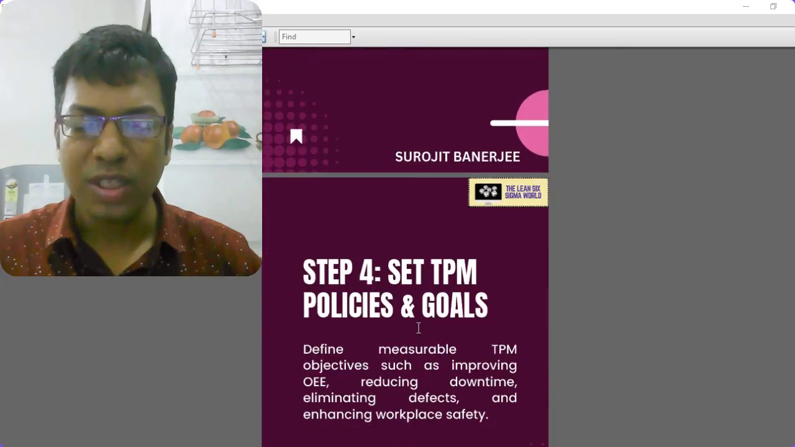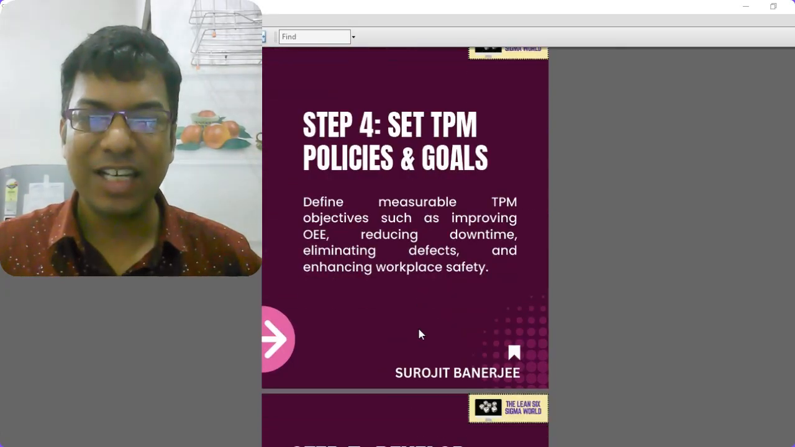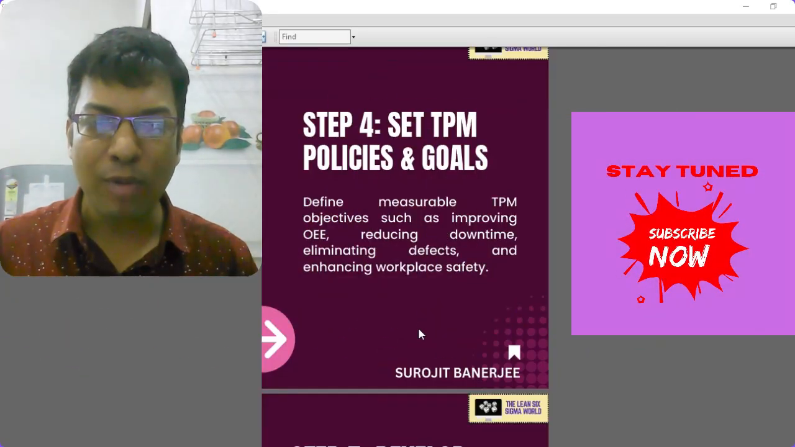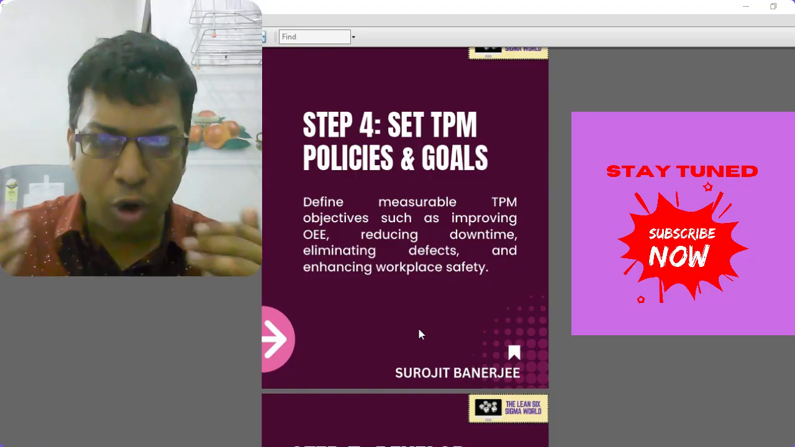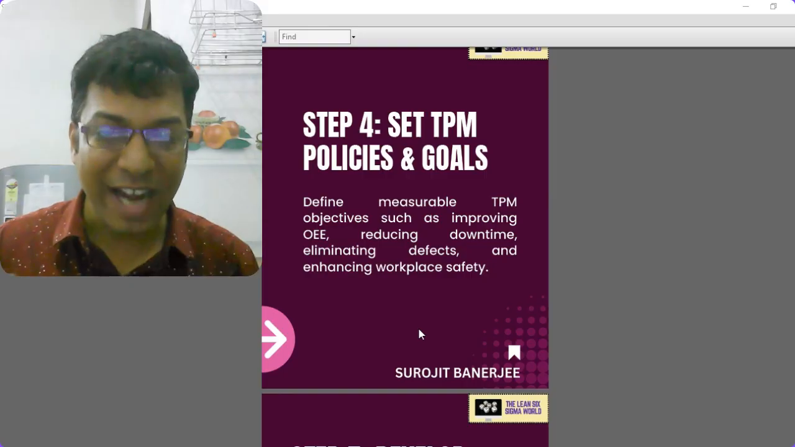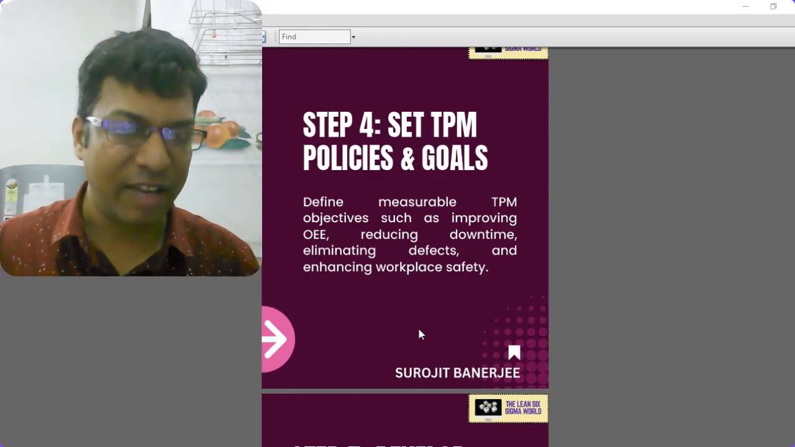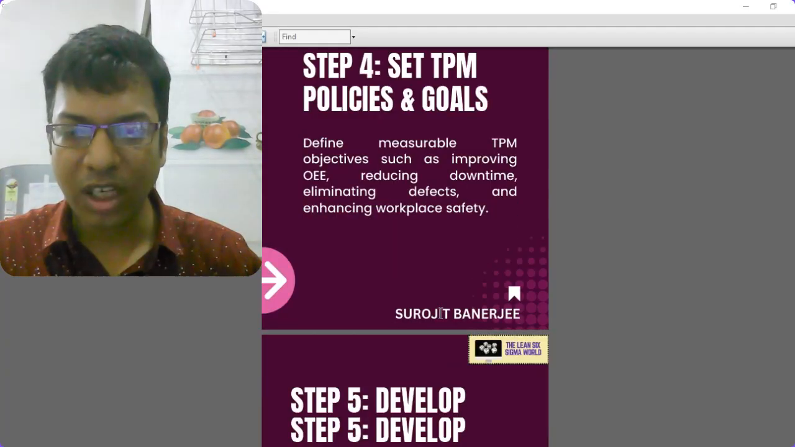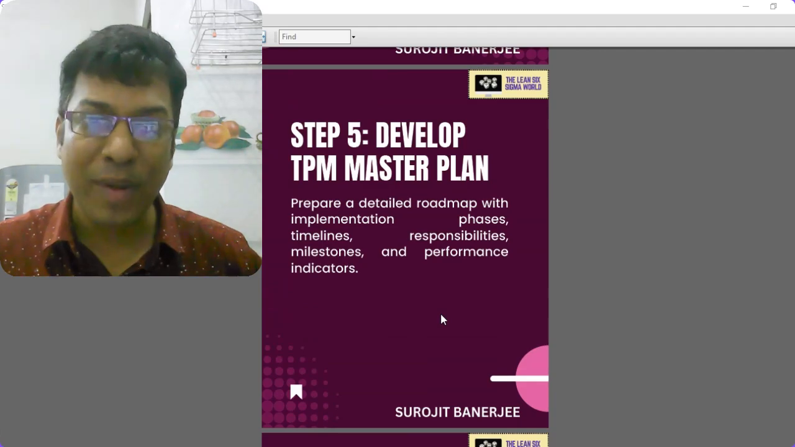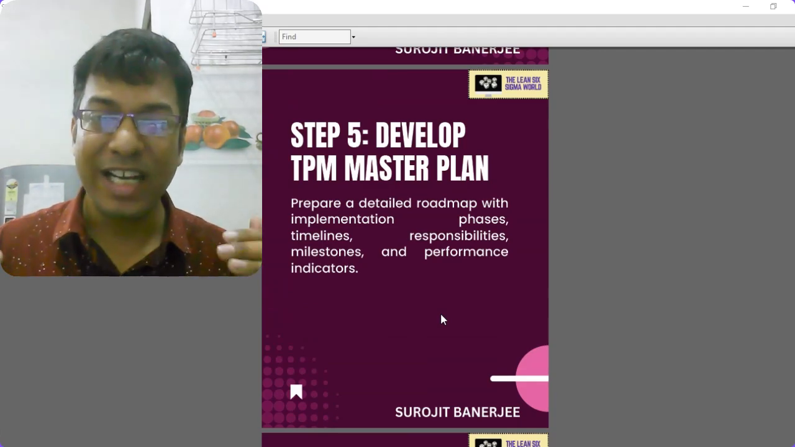Now I'm moving into step number 4, which is to set TPM policies and goals. Define measurable TPM objectives, such as what your goal will be. The goal will be to improve OEE, reduce downtime, eliminate defects, and enhance workplace safety. Now I'm moving into step number 5, the last step of the preparation stage, which is to develop the TPM master plan.